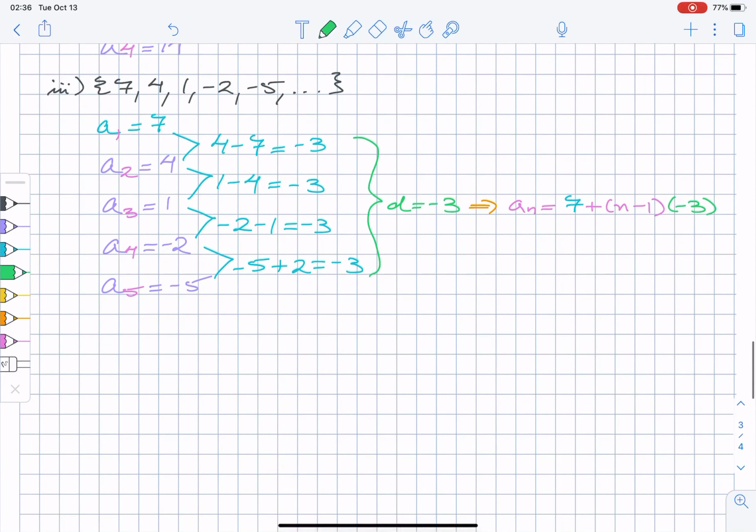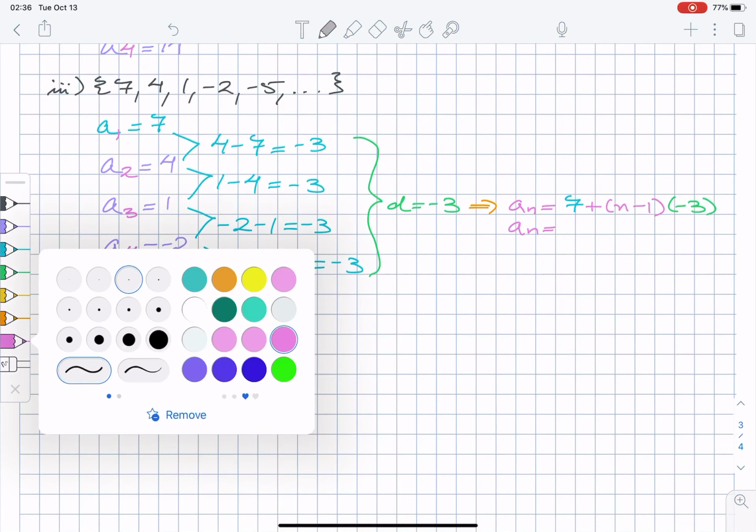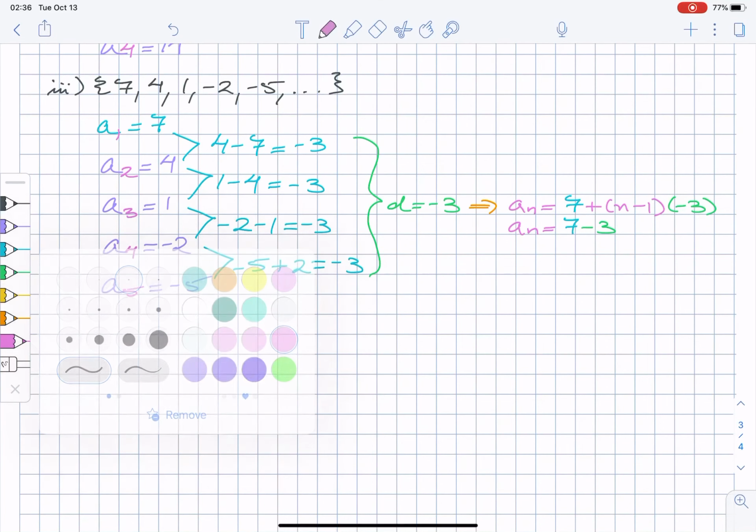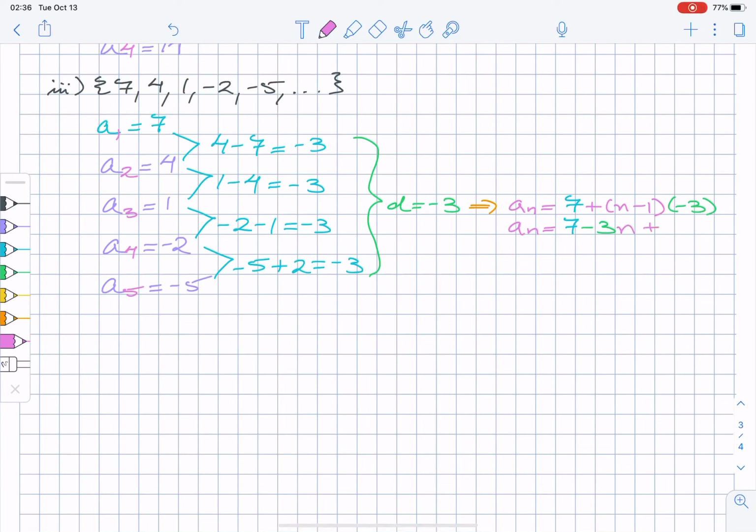So distributing the negative 3, we get that a sub n will be 7 minus 3 times n plus 3, because two negatives make a positive. So 7 plus 3 is 10. 10 minus 3 times n is the explicit form.